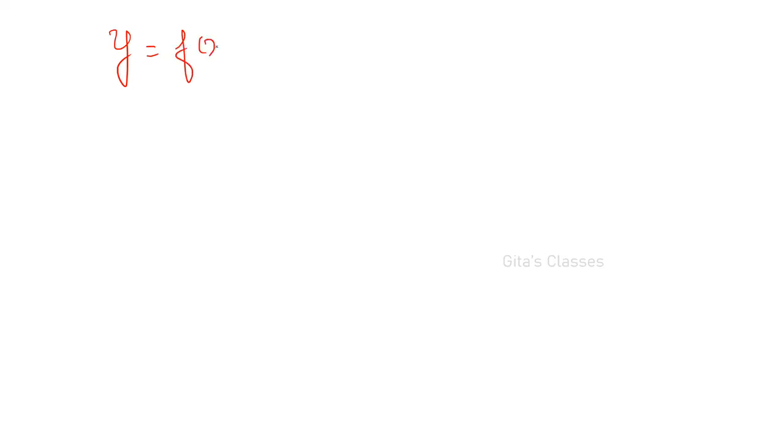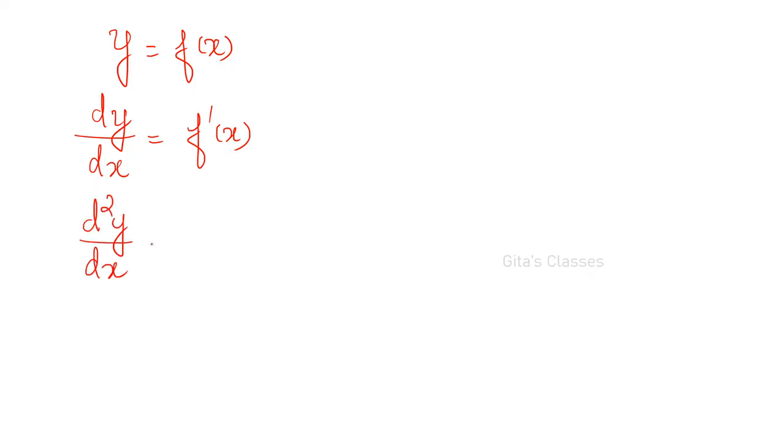Generally, we differentiate y with respect to x. That means we can differentiate this as dy by dx, which is generally denoted by f dash of x, depending on the function of x. Also you can find d squared y by dx squared, and similarly d cube y by dx cube. If y is equal to f of x, then dy by dx is equal to f dash of x, which is again a function of x. d squared y by dx squared is f double dash of x, again a function of x. So we can differentiate again and again, and this will be f triple dash of x and so on.